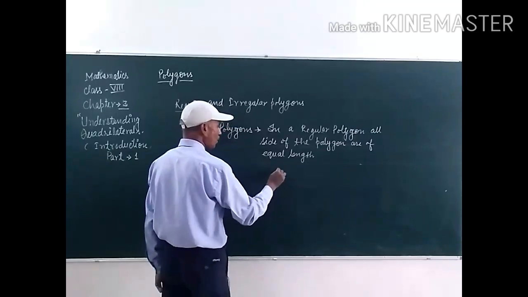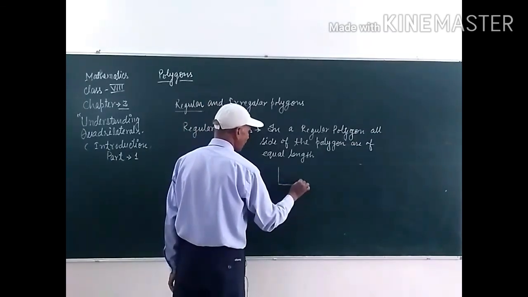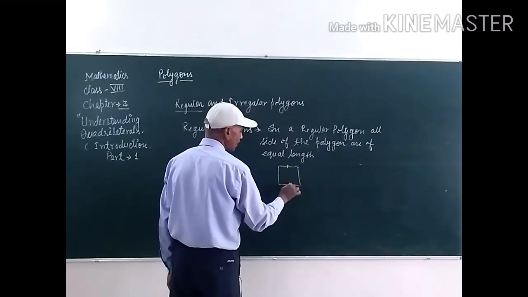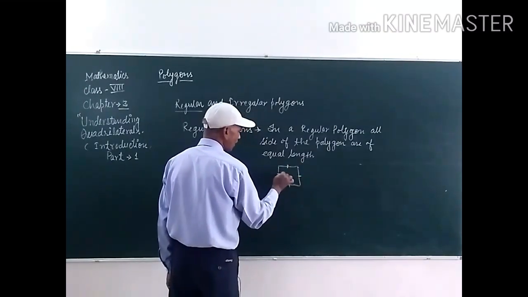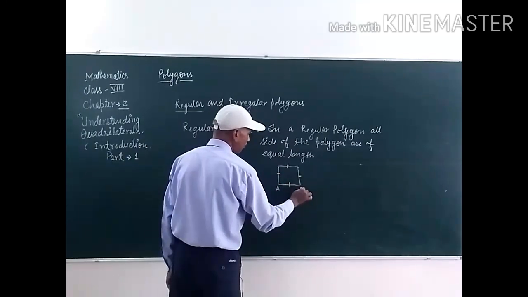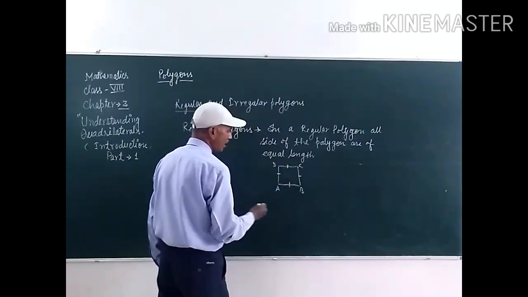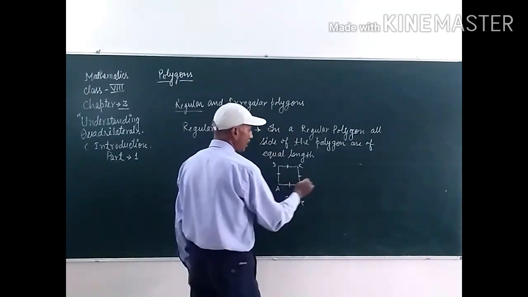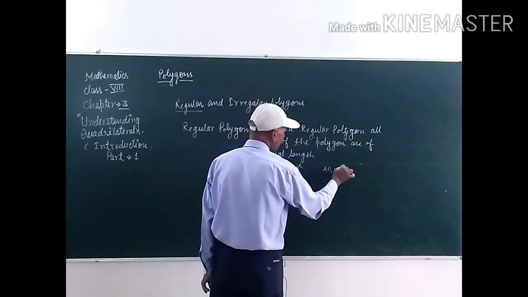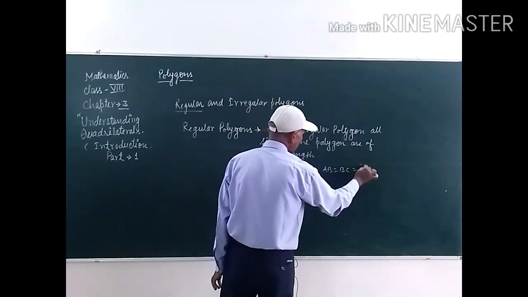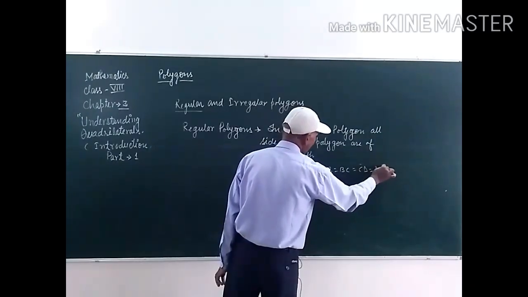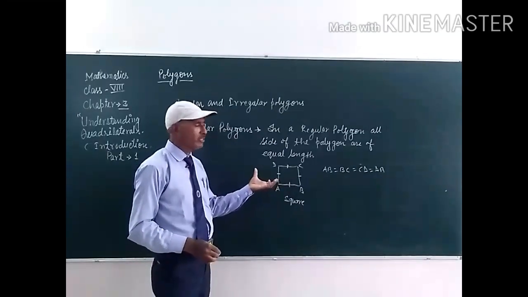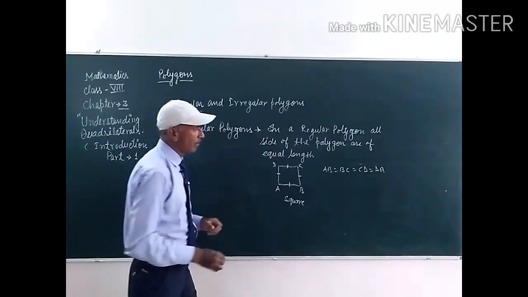Clear, student? Suppose there is a figure that is square. This side is equal to this side is equal to this side is equal to this side, means A, B, C, D. This is a square, student. Clear? Square, and AB is equal to BC is equal to CD is equal to DA. All the sides are of equal length. Therefore, this polygon is known as regular polygon.